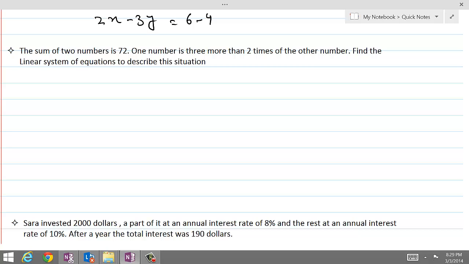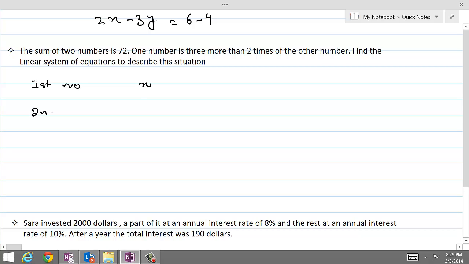The sum of two numbers is 72. We don't know what those numbers are. So let's assume first number is x, and let's assume that second number is equal to y. Let's utilize this situation, and the information given is the sum of two numbers is 72. It's obvious what is being said here is that x plus y is equal to 72.